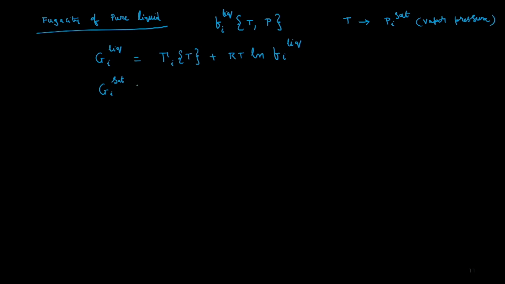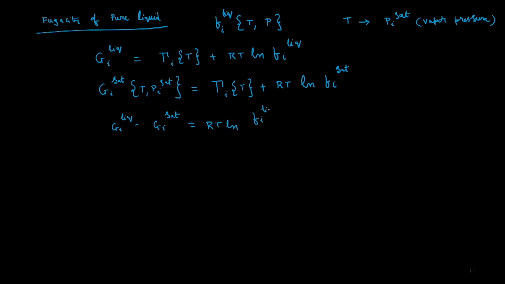At the saturation condition, that is Gi sat, which is at T and Pi sat, right? At this condition of T and Pi sat, let's say the Gibbs free energy is Gi sat. At this condition, because the temperature is same, the constant is still going to be same, plus RT ln Fi sat. Now, if I subtract one from the other, then it turns out that Gi liquid minus Gi sat is RT ln Fi liquid over Fi sat.